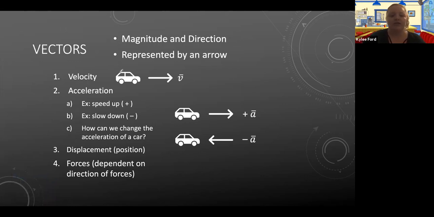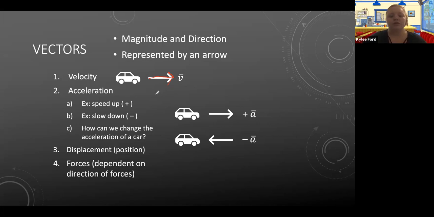I wanted to show you guys a few examples of vectors, starting with velocity. Here we have a little car and we have an arrow telling you which direction this car is moving, and that would be our velocity vector, okay?